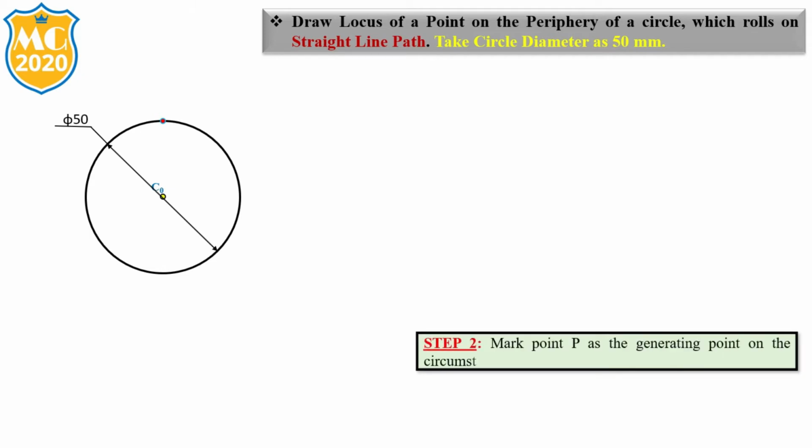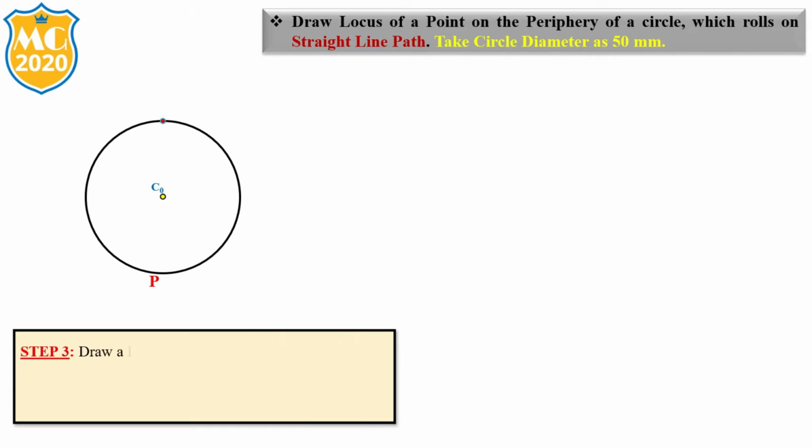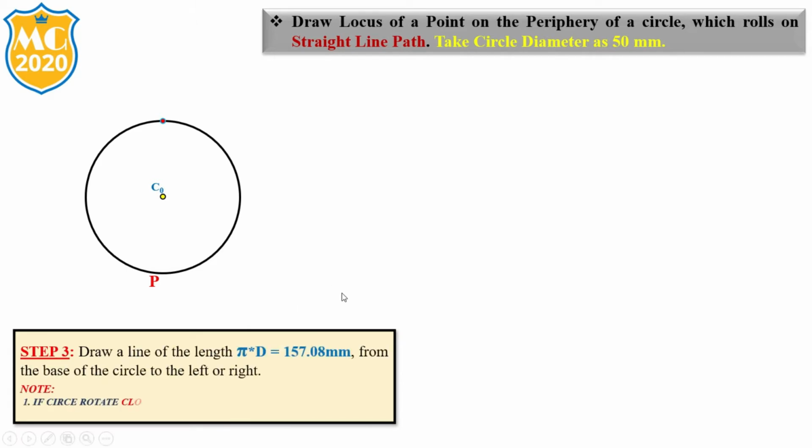Now step number 2, mark point P as the generating point on the circumference of the circle. So this is the generating point. Step number 3, draw the line of the length pi d, or we can say 2 pi r. This is the circumference of the circle. Pi d is equal to 157.08 mm from the base of the circle to the left or right.